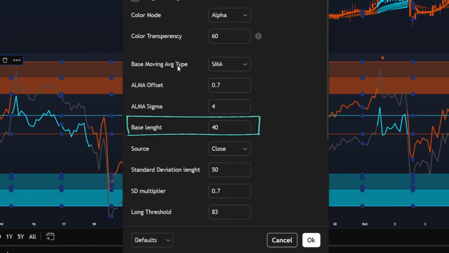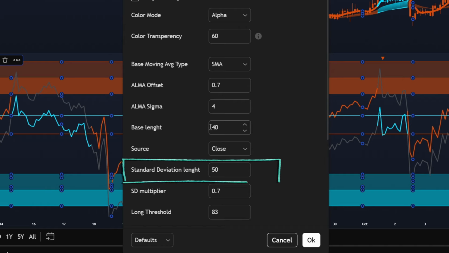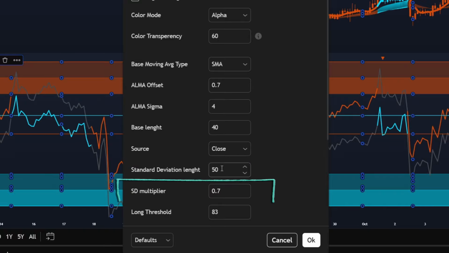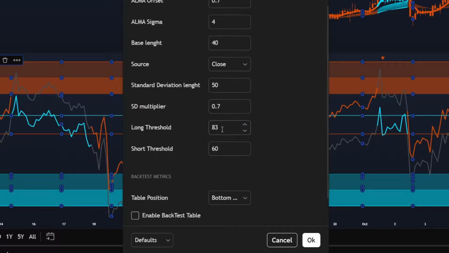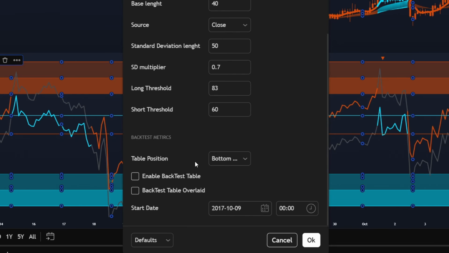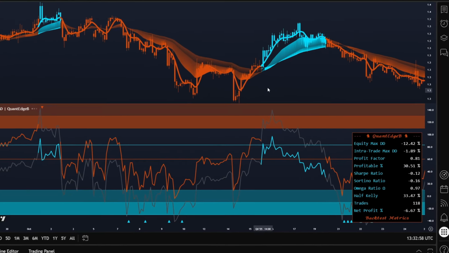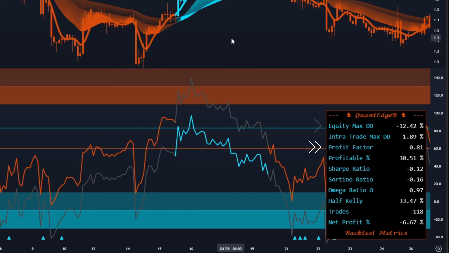So, for base length, set it to 40. This helps the indicator read momentum properly without switching too fast. For standard deviation length, use 50 because it gives a cleaner volatility adjustment. Keep the SD multiplier at 0.7 to reduce noise. Keep the long threshold at 83 and set the short threshold at 60. Turn on backtest mode if you want to see historical stats like profit factor and drawdown. It helps you understand how stable the indicator has been in the past.